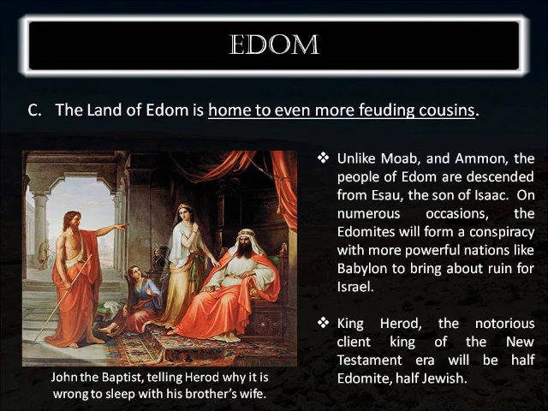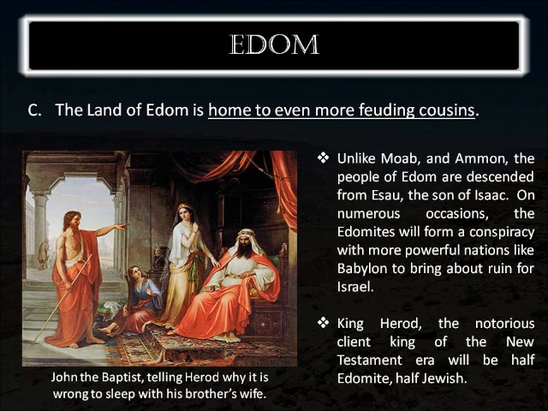Now, on numerous occasions, the Edomites will form a conspiracy with more powerful nations like the land of Babylon. And so what we see in the book of Obadiah is that the Edomites have basically helped the Babylonians conquer Jerusalem, and they've picked off prisoners to sell them into slavery. Now, that was the bad news for Edom in the Old Testament time.